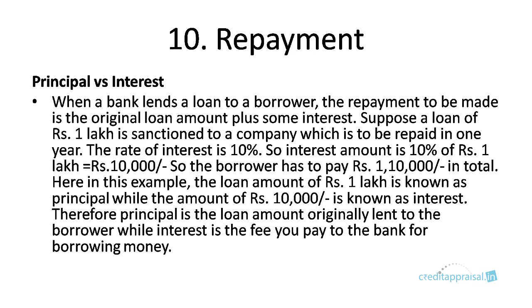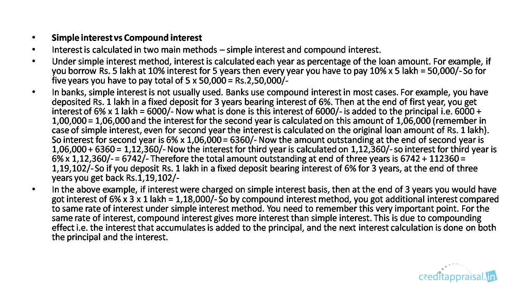Say the rate of interest is 10%. So the interest amount will be 10% of 1 lakh, which works to 10,000. So the borrower has to pay 1,10,000 in total. Here in this example, the loan amount of 1 lakh is known as the principal. The loan amount taken is known as principal, while the additional amount which the borrower has to pay, the 10,000, is known as interest. So principal is the loan amount originally lent to the borrower, while interest is the fee the bank charges to the borrower.